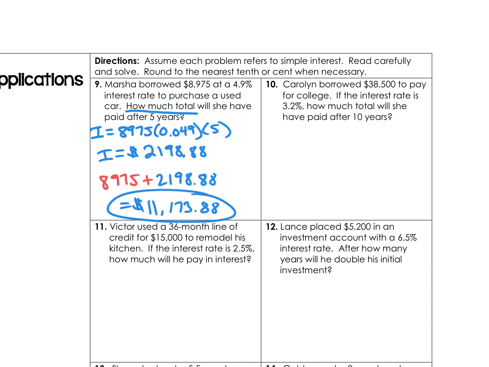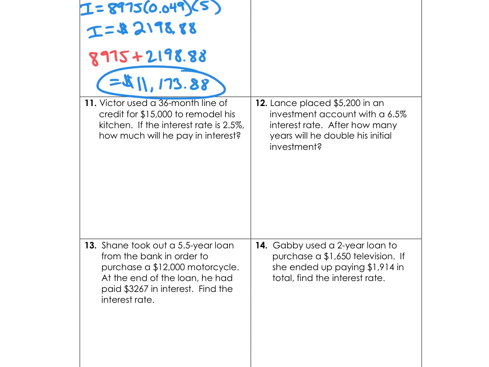Those are pretty straightforward. If we move forward, a couple of them get a little bit trickier because they're looking for missing parts. So we're going to look at number 12, because number 12 is asking after how many years will he double his initial investment. So they're not going to give us the time this time. For him to double basically means he has to make what he invested. So our investment, the $5,200, has to equal his $5,200 times his interest rate.